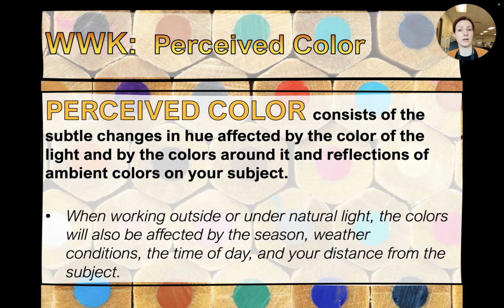So when you're working outside or under natural light or under fluorescent light, the colors of your object are going to be affected by the season, the weather conditions, the time of day, and your distance from the subject. This also becomes really important in other art forms like photography, where a lot of photographers will go shoot in what's called golden hour, which is an hour before sunset, because it has a nice golden glow to everything. So the type of light that hits your subject changes the color, and that would be the perceived color.